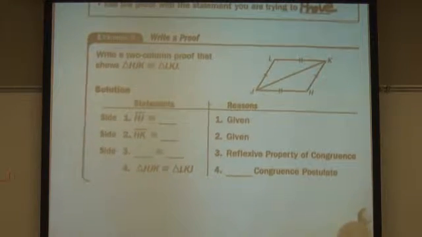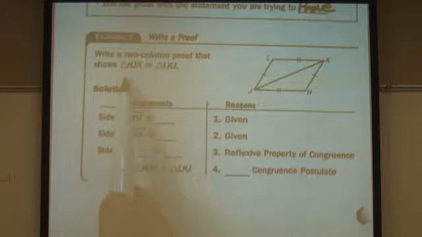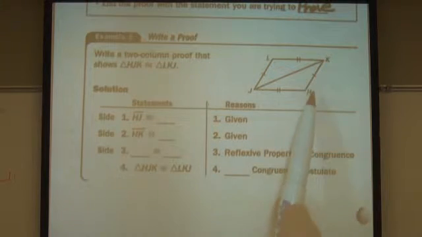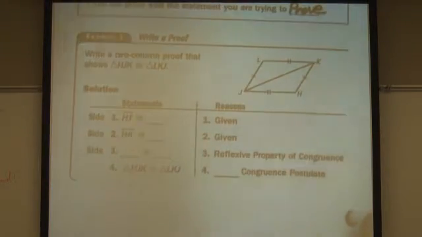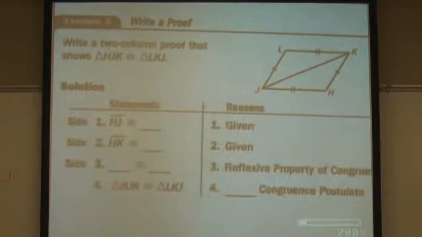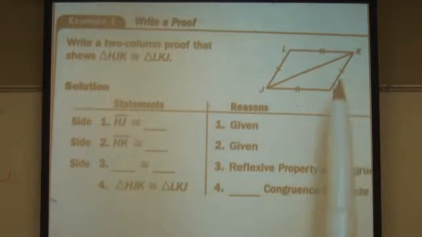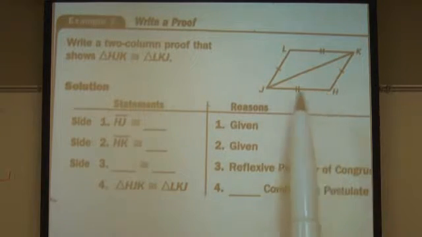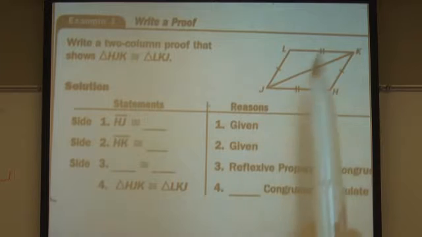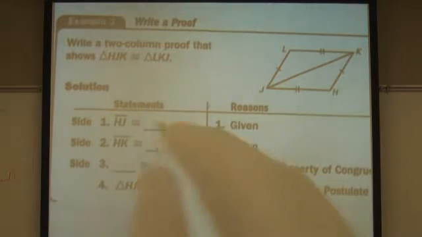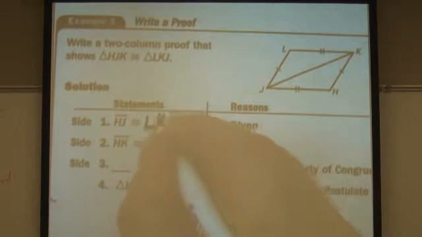So here's an example of a proof. Example 3. We want to prove that triangle HJK, and that's the bottom triangle, is congruent to LKJ, and that's the top triangle. So again, we're going to do some fill-in-the-blanks here. HJ is congruent to what? If you look in the picture, you can see that HJ is a double tick side, congruent to the other double tick side, which is LK. So I'll just put an LK here.